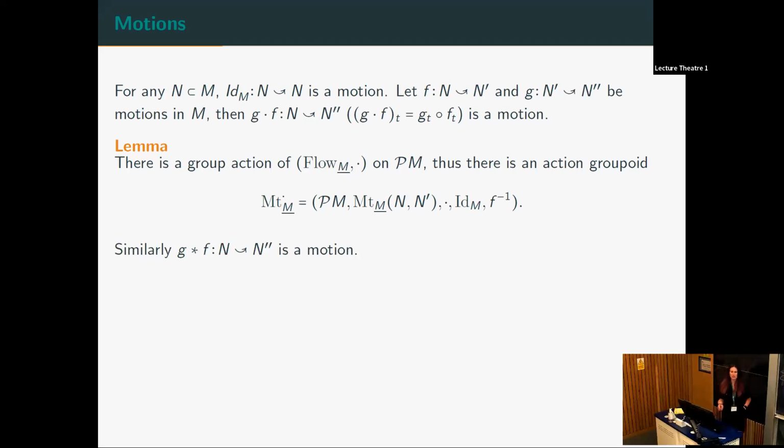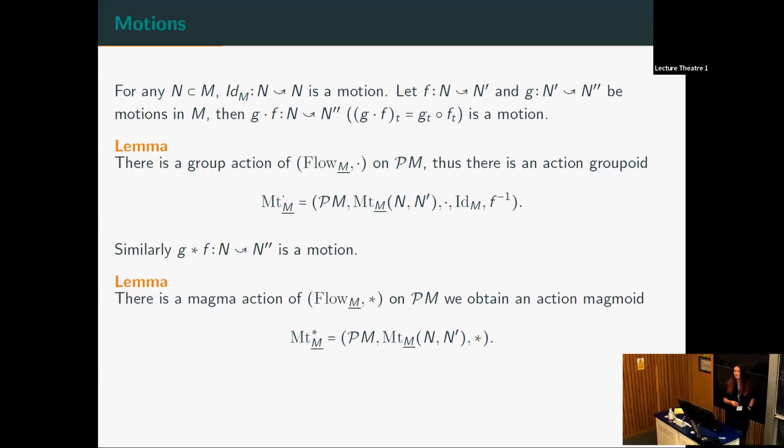Similarly, we have that G star F becomes a motion in the same way. And so we can do a similar thing to obtain this algebraic structure with objects PM, morphisms the motions, and star composition, but we don't yet have a groupoid in this case.